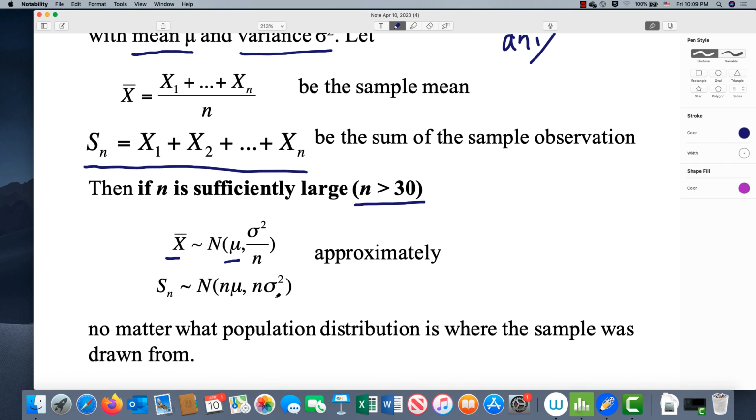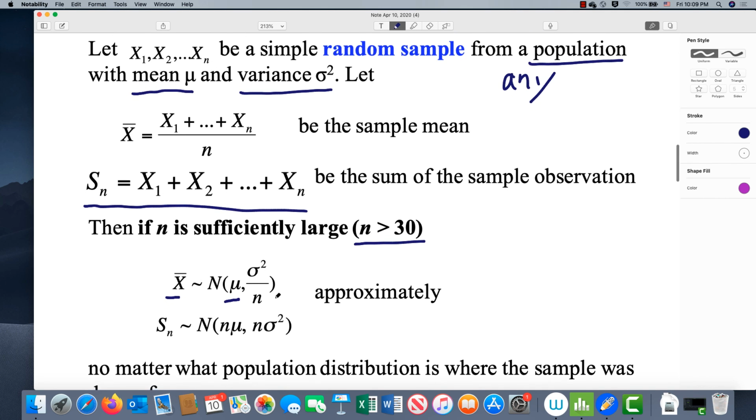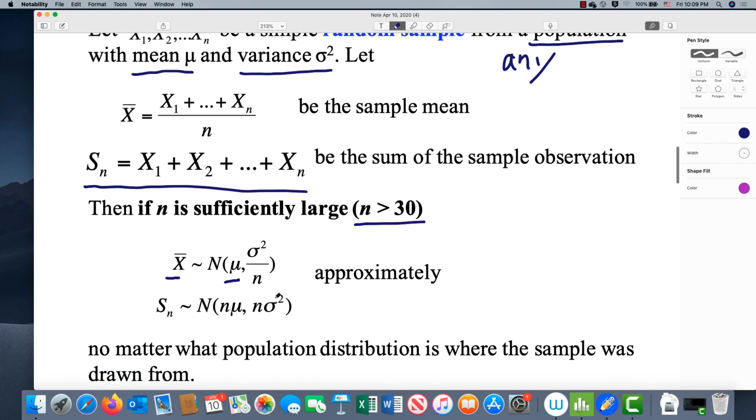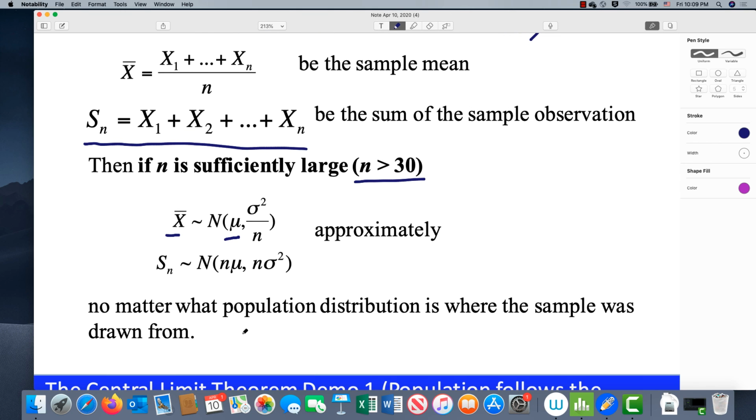The central limit theorem does not require the population to follow any particular distribution. So it does not matter what the population distribution is, where the sample was drawn from.